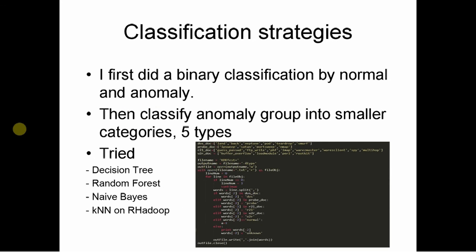Done with our feature engineering, here are my classification strategies. I first did a binary classification to classify all the records into normal and anomaly. Then I classify the anomaly group into smaller categories, where there are 5 types of intrusion. To do the classification, I tried 4 different classification algorithms: a decision tree, random forest, naive Bayes, and KNN.